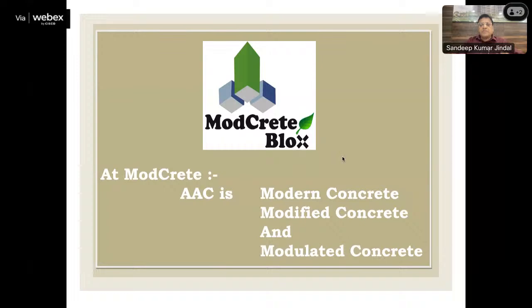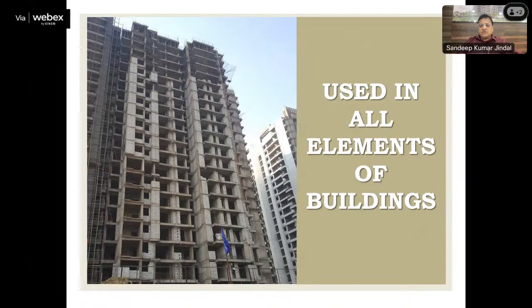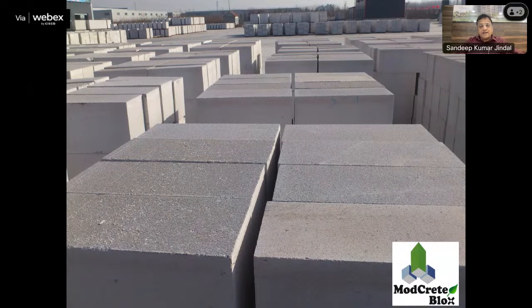So it can be used in all kinds of building elements, be it boundary wall, normal wall, used everywhere. It is a complete replacement of a red brick, other than the substructure usages, like below the plinth, in the basement, or in the foundation, where it is in close contact with the moisture, it should not be done.